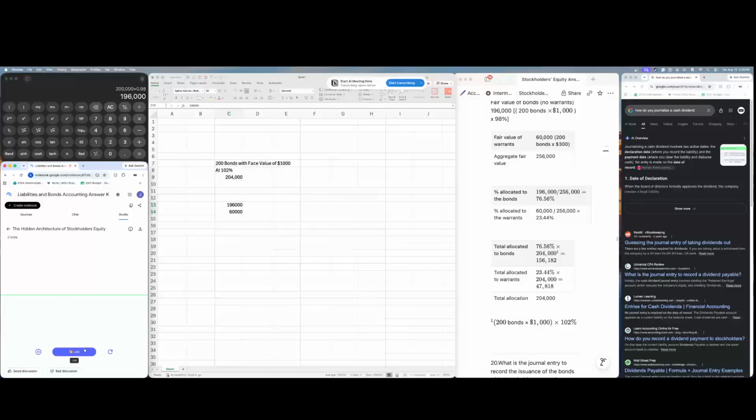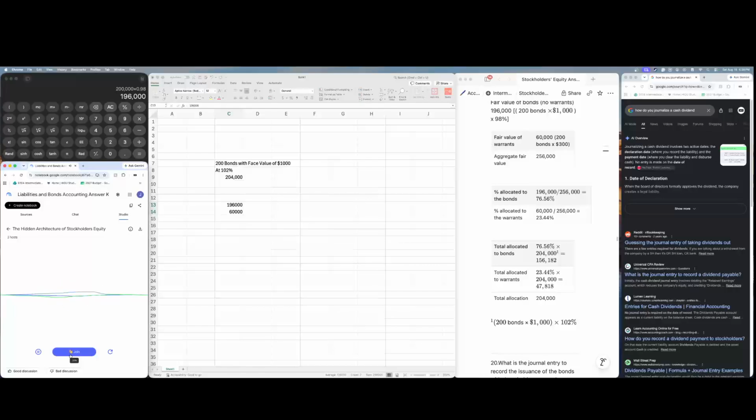But then, why is the total allocation to the bonds at 204,000? Like why is that? Because 204,000 is the bond with the warrant. Exactly. You hit the nail on the head. That 204,000 is the actual cash. It is the combined price the investors paid for the bundle, the bond and the warrant together.